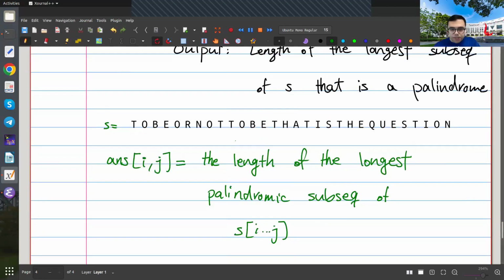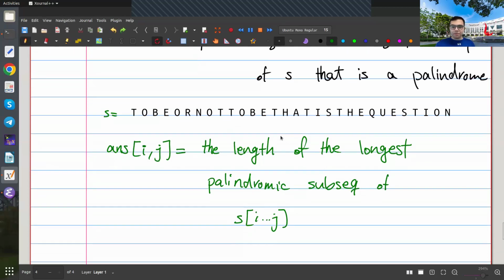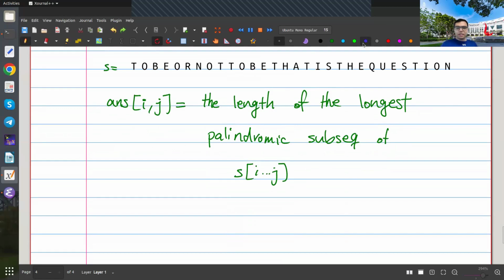Okay, so I have something like this. Let's say this is my index I, this is my index J, and the subproblem that I'm defining is I'm saying forget about everything before index I and forget about everything after index J. What is the longest palindromic subsequence that you can find in this middle part? Okay, so that's what I'm calling ANS I J. Now, just like before, I can find a recursive or recurrence formula for my ANS I J's.